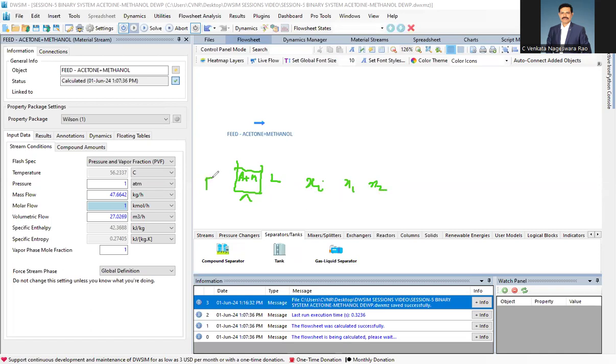That means we know the pressure, and we want the temperature at which the first bubble of the vapor forms. That is known as the bubble point scenario. Okay, right. Now let's go to the next exercise.